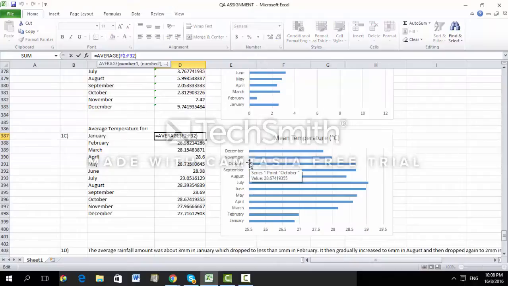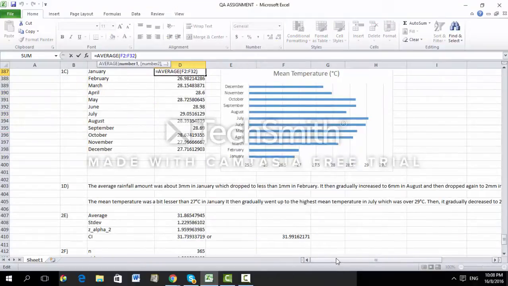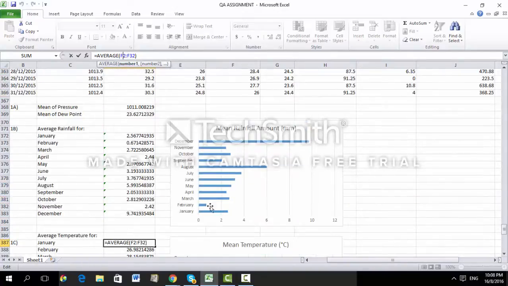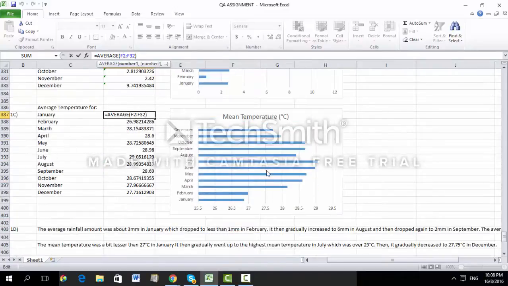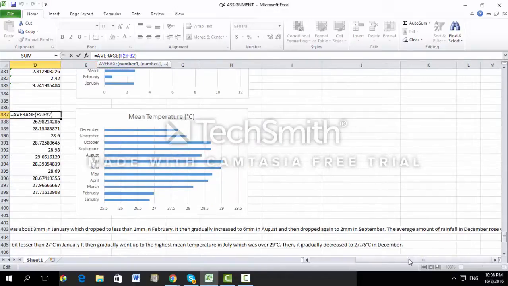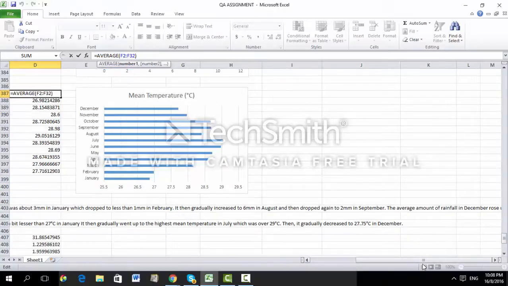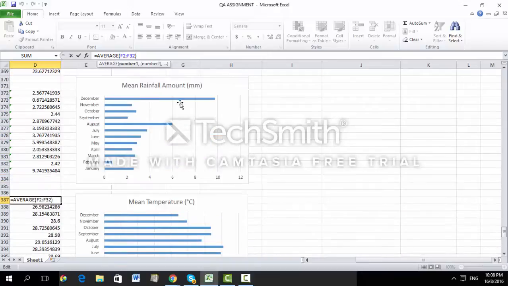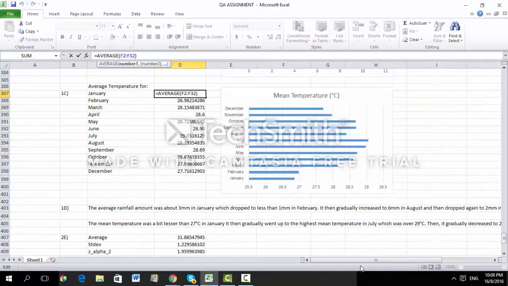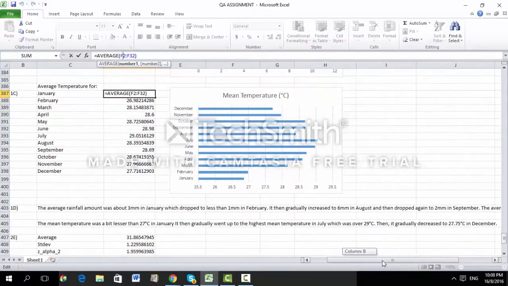So discuss your findings in B and C. The average rainfall amount was about 3 millimeters in January, which dropped to less than 1 millimeter in February, as you can see right here. And then it gradually increased to 6 millimeters in August and dropped again. So the average amount of rainfall in December rose to the highest.